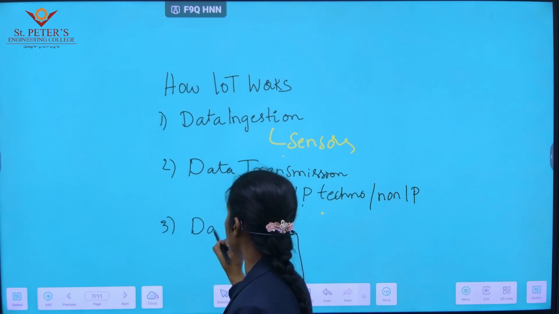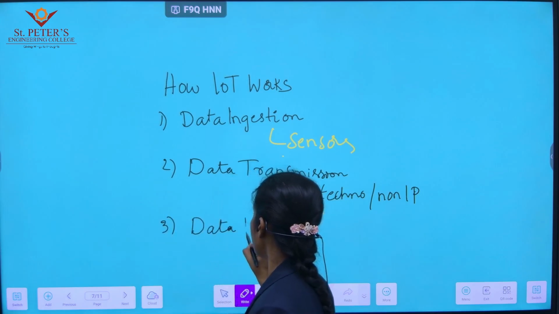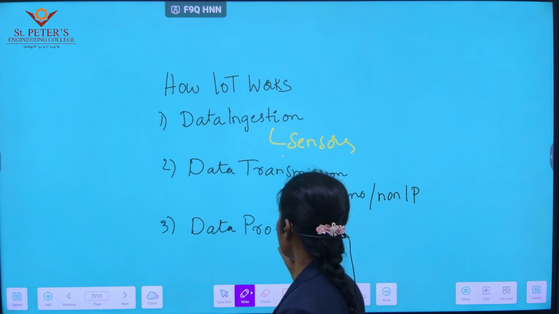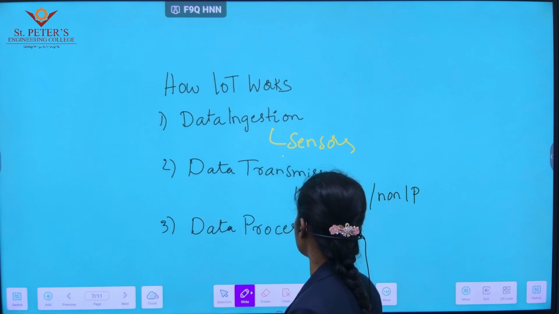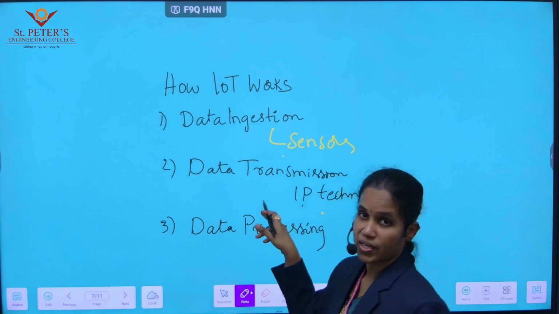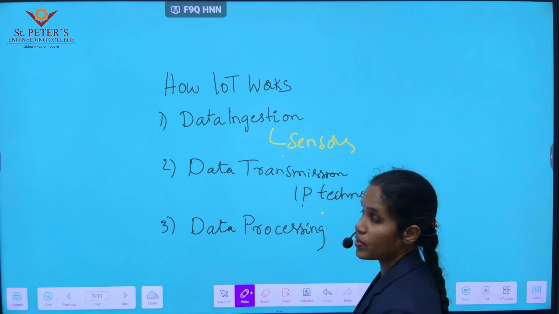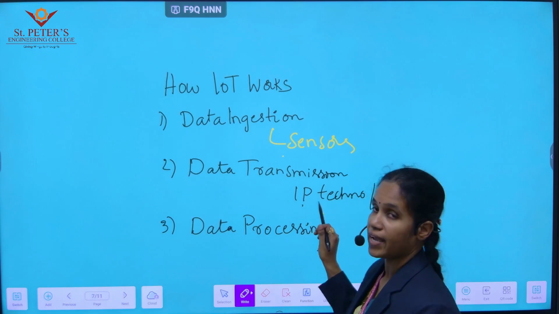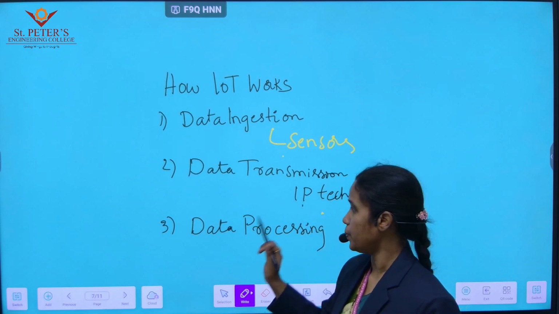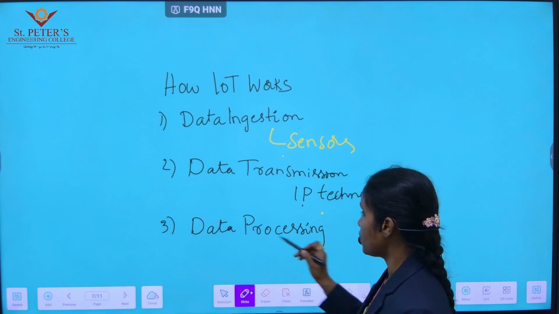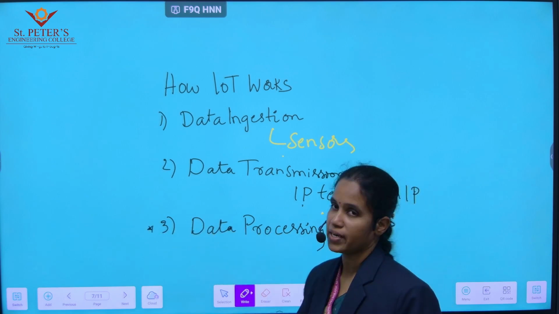So next, data processing. Suppose that in this step, the data generated by the temperature sensor has reached the cloud server using either an IP technology or a non-IP technology. Next, data processing. This is an important step.